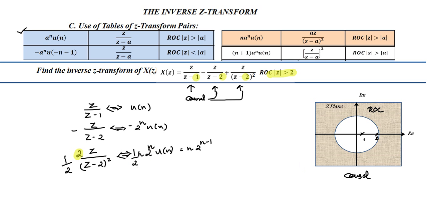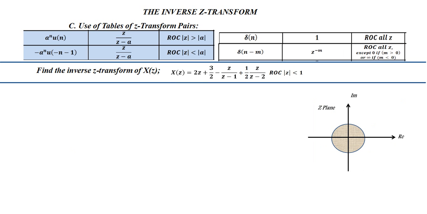When it goes to numerator, it becomes 2 raised to minus 1, so that's why 2 raised to n minus 1 into u of n. So we got all the terms. Now we can write the result. X of n is equal to, you can see that u of n is common, so you can write 1 minus 2 raised to n minus n into 2 raised to n minus 1 into u of n. Okay, u of n is common. Again, it represents purely a causal signal.